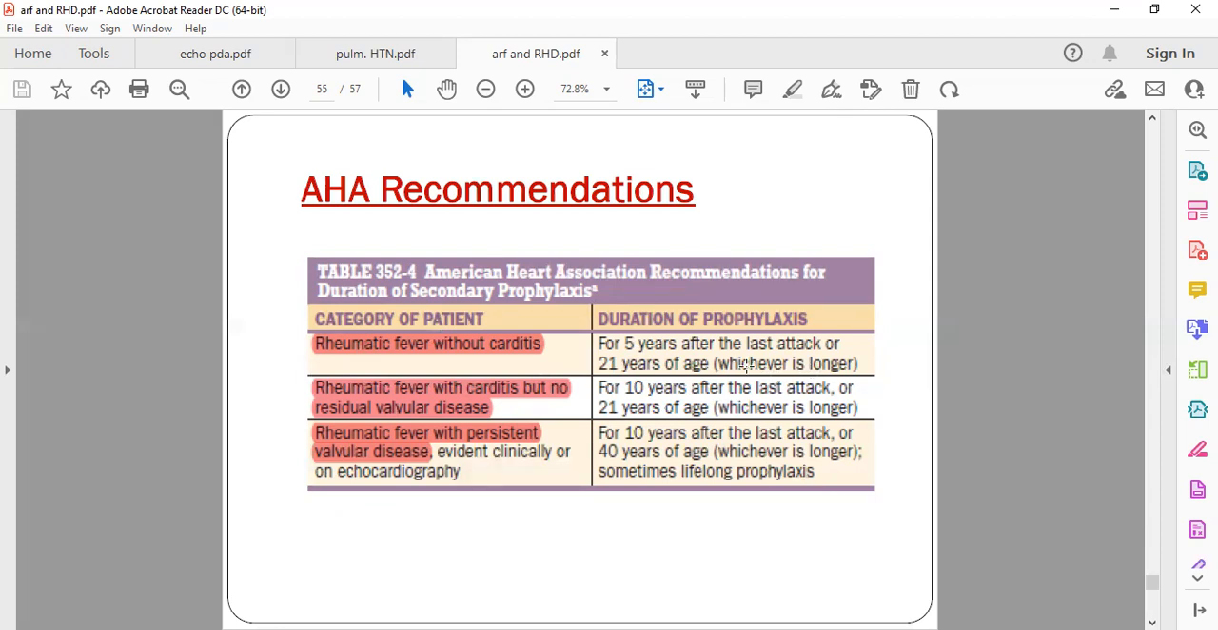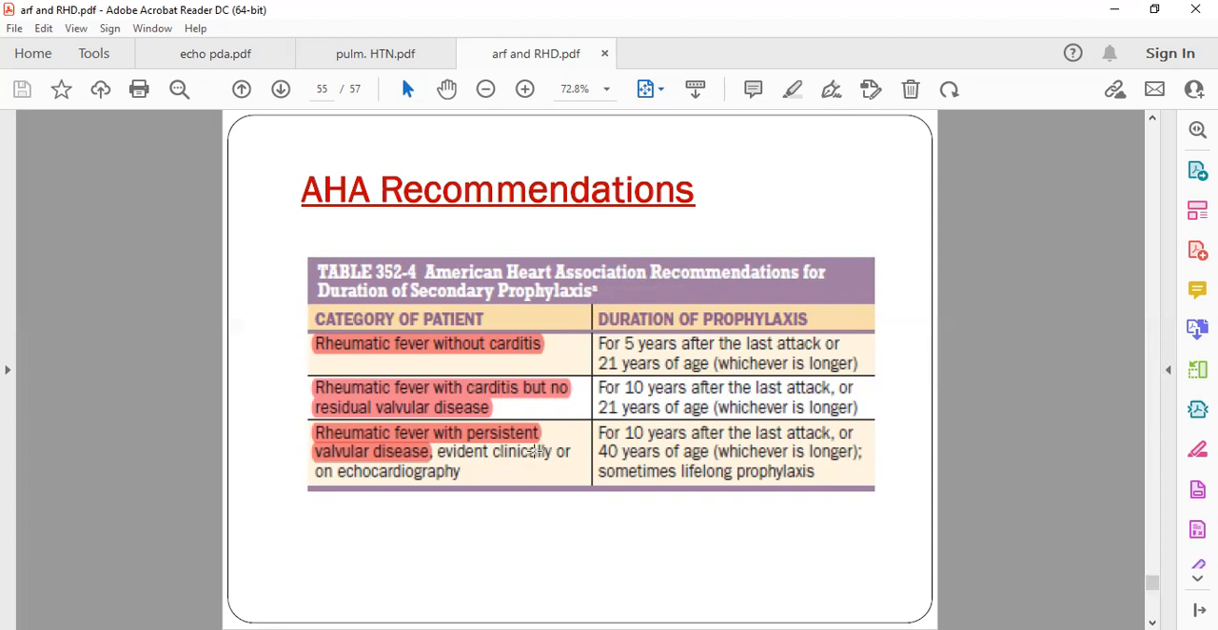If there is rheumatic fever with carditis, that is heart involvement, but there is no residual valvular disease, meaning the valves are involved but there is no mitral stenosis or mitral regurgitation formed, only carditis is there, then you should give a minimum of 10 years, or till the patient approaches 21 years of age, whichever is longer.